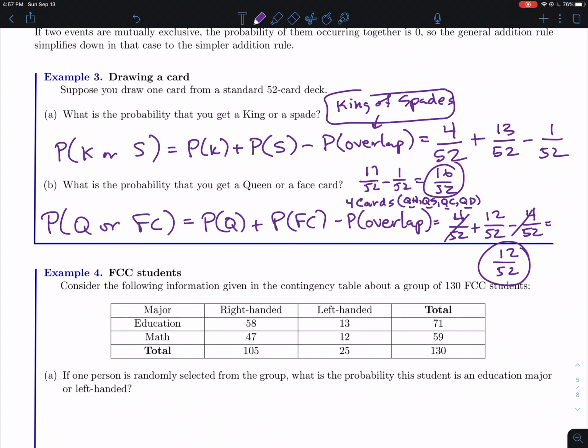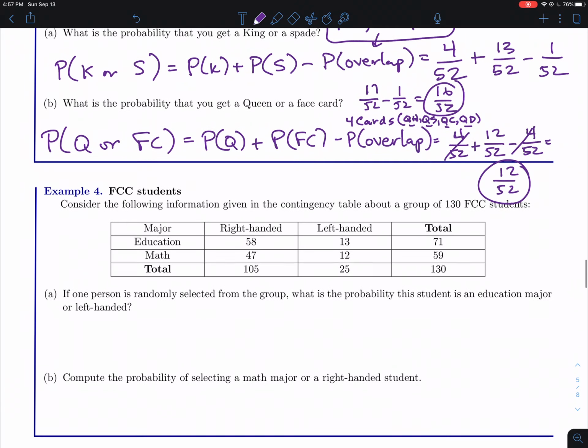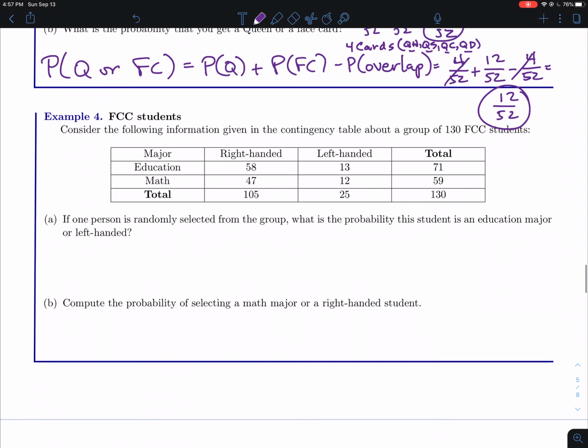All right, perfect. So next example, we're using something that's called a contingency table. If we look, across is telling us our majors. In this case, there are 58 right-handed education majors, 13 left-handed education majors for a total of 71 education majors. And then we've got 47 right-handed math majors, 12 left-handed math majors for a total of 59 math majors. And so total, we've got 130 people that are involved in our survey.